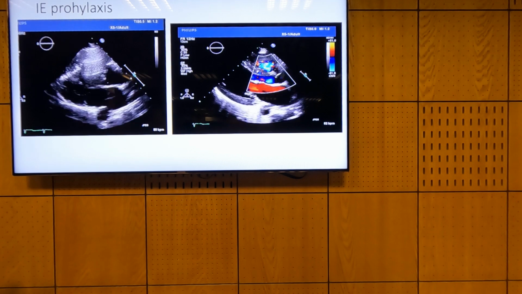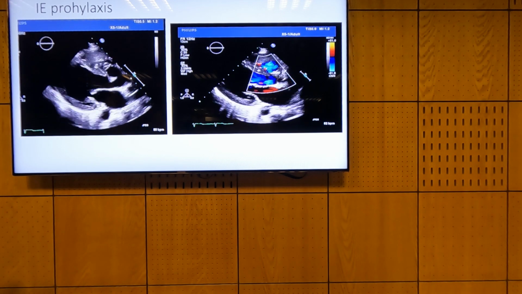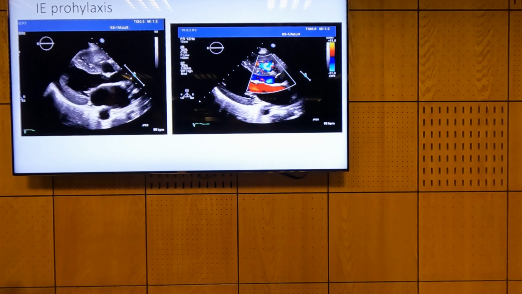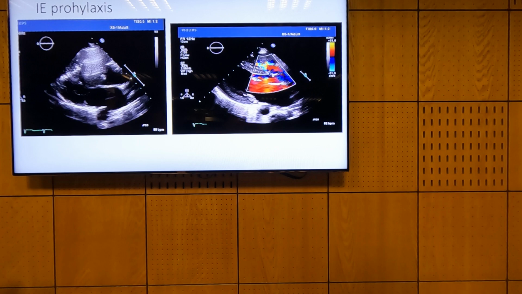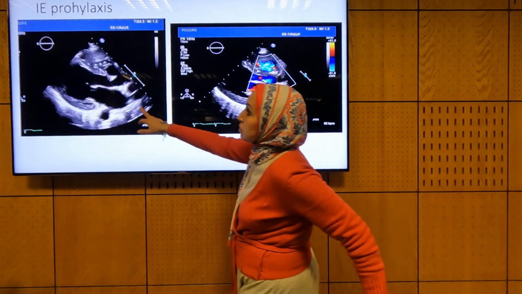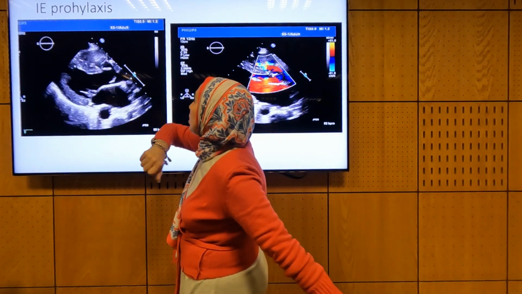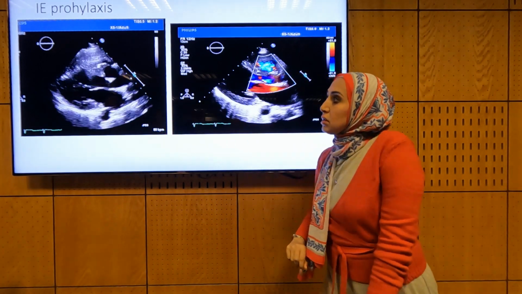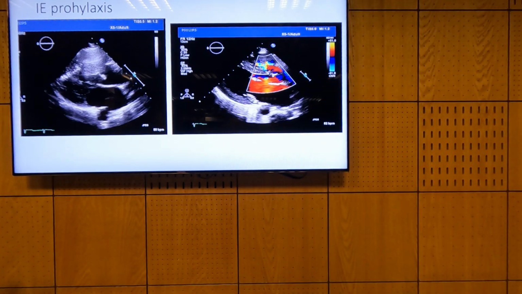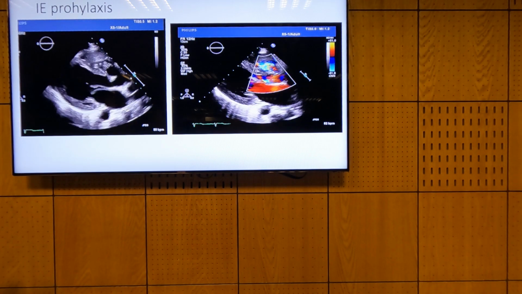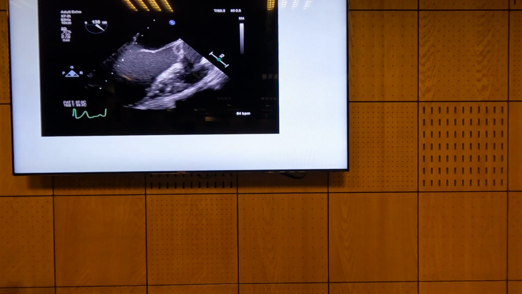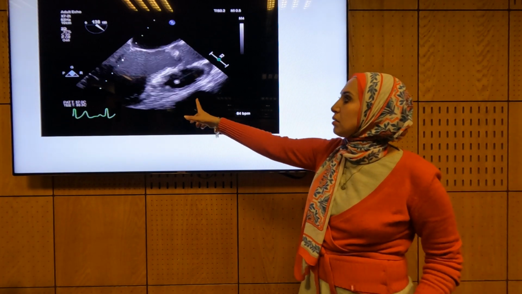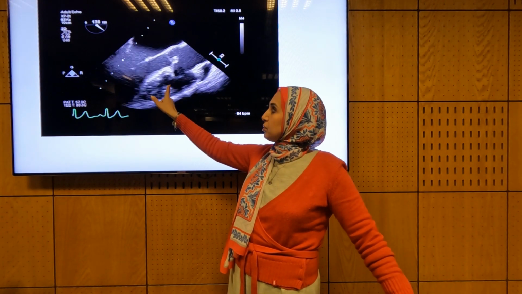Which type of VSD do we have here? We cannot judge. It is either subarterial or perimembranous VSD. So actually we have a prolapse of one cusp. It's competent, and when we did the TE, actually this was a lady who we followed up who had a perimembranous VSD, and after labor we found on the TE a mass in the RVOT attached to the aorta.